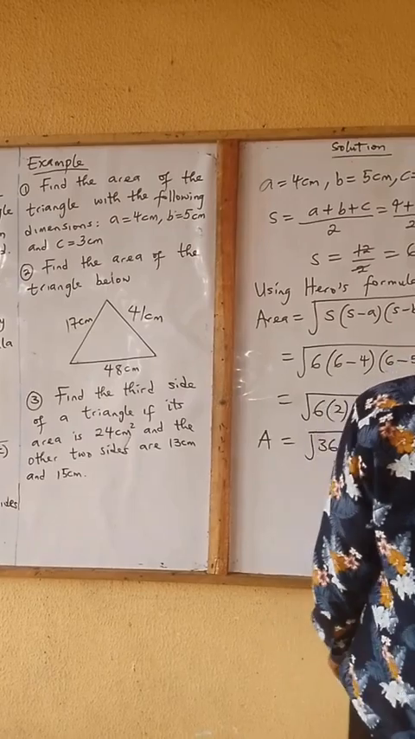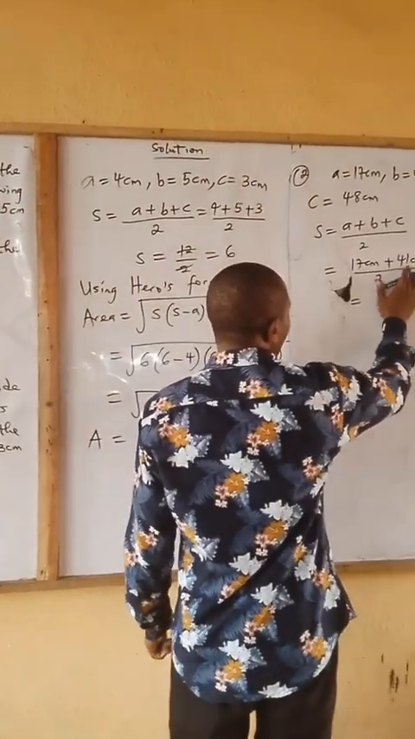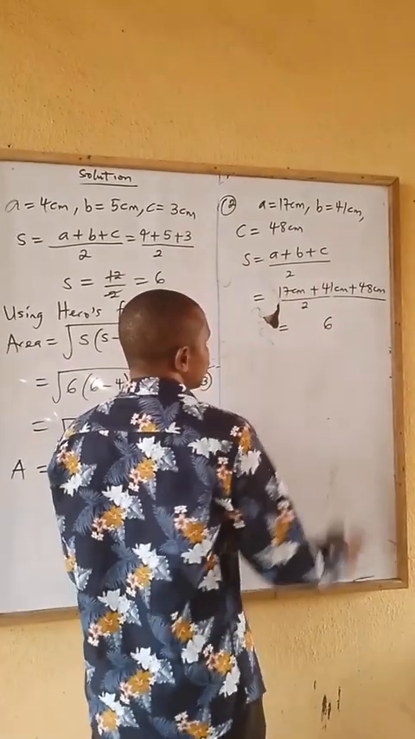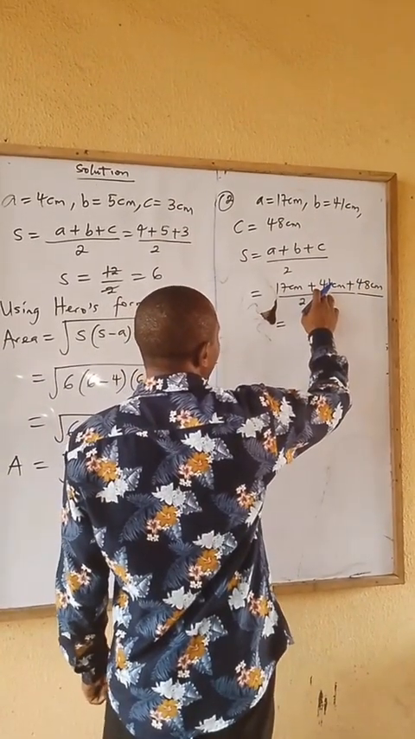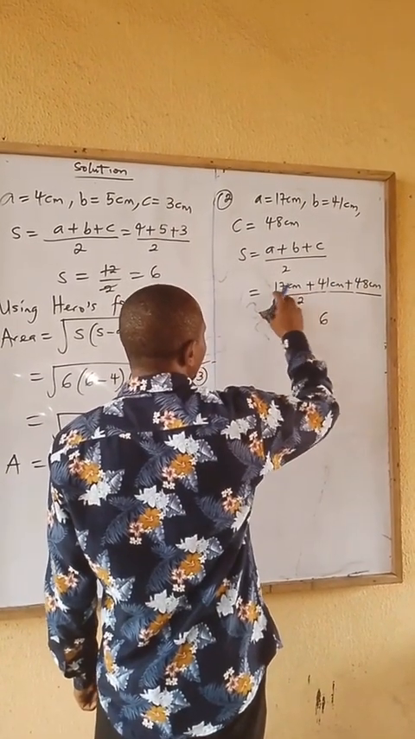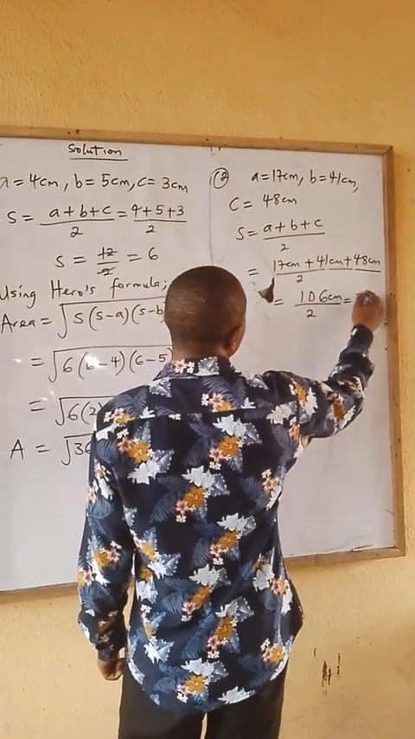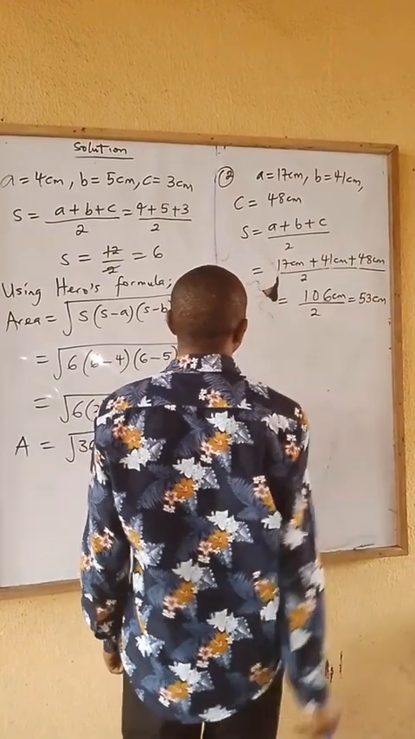Let's add the second digit first. 8 plus 1, that will be 9. 9 plus 7, that will give us 16. We keep 1. 4 plus 4, let's add the fourth digit, that will be 8. 8 plus 1, that's 9 plus 1, that will be 10. So we are going to have 106 centimeter over 2, so we are going to have 53 centimeter.